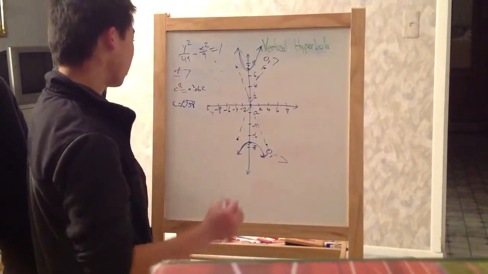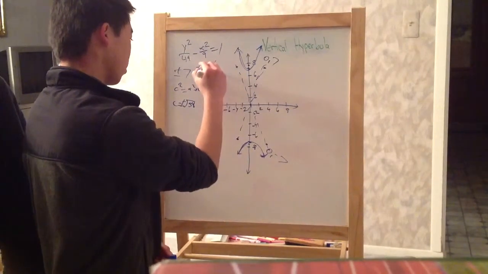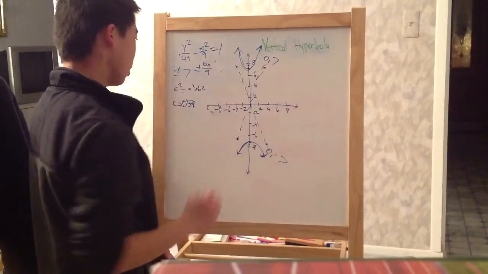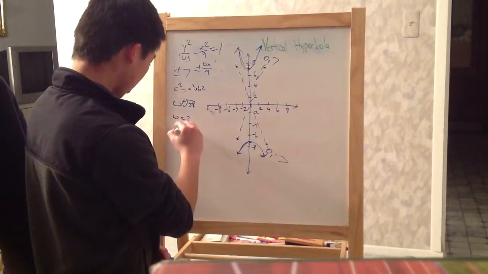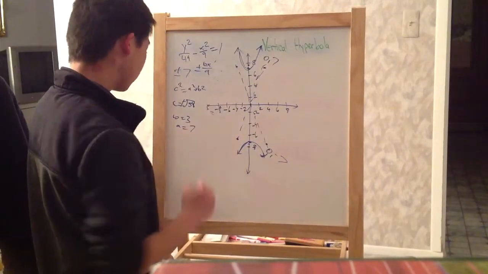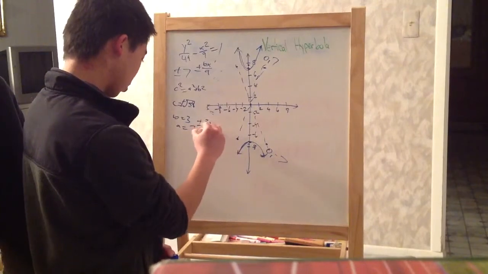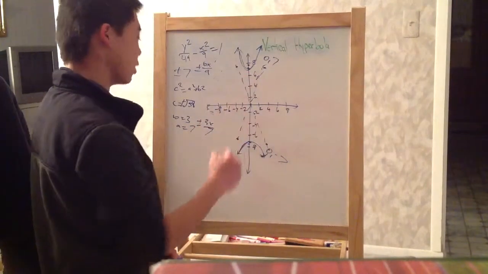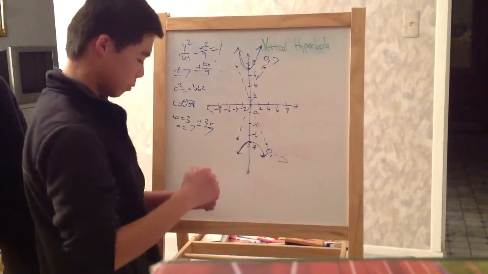To find the asymptotes, we need to use the equation plus or minus ax over b... plus or minus bx over a. Since b equals 3 and a equals 7, the equation will be plus or minus 3x over 7, and then you just draw the asymptotes, then draw the hyperbola following it from the vertex, and there you go.